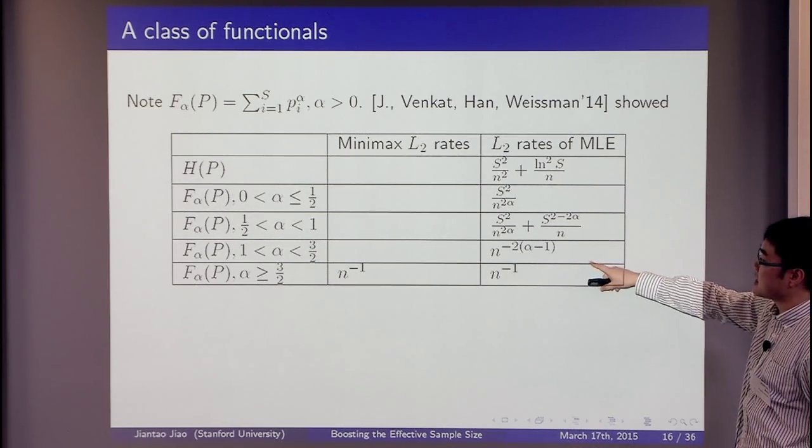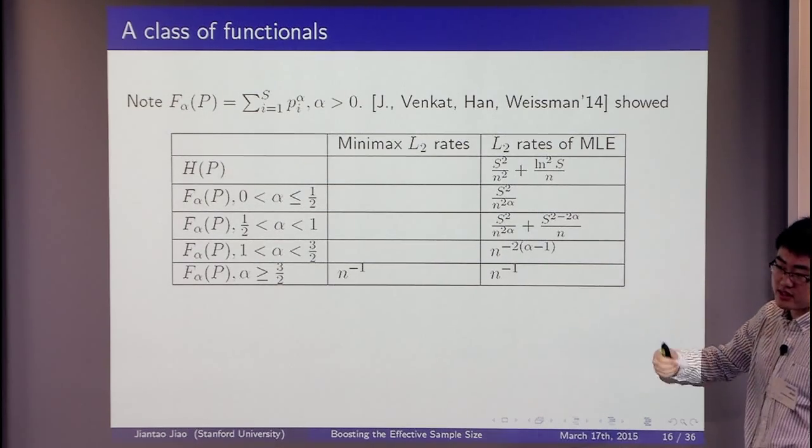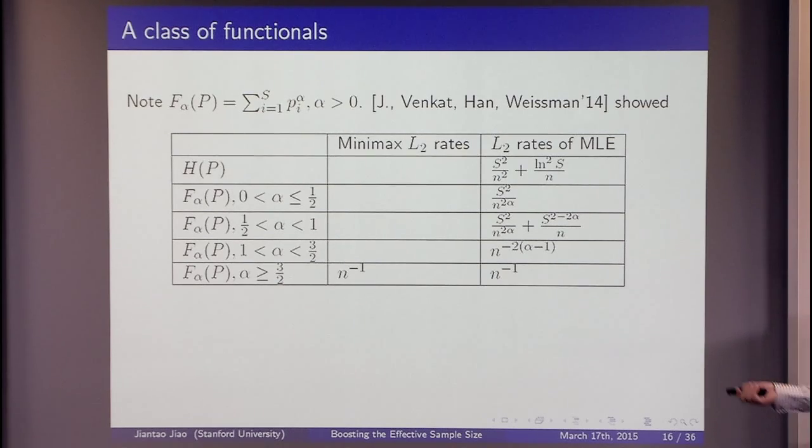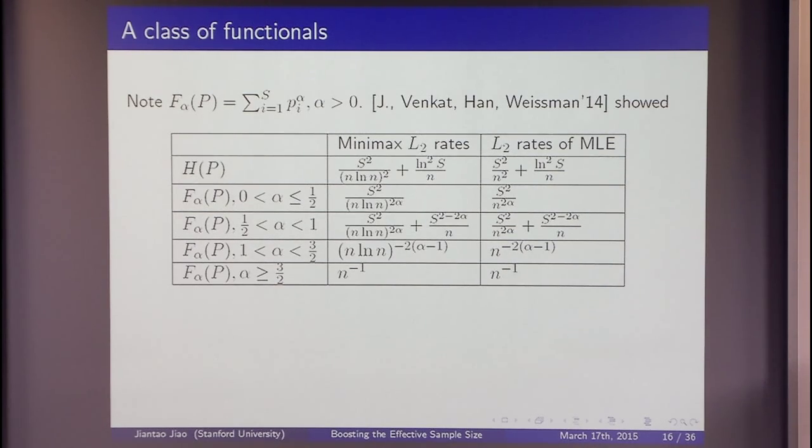And you can easily see that when alpha is larger than 1, the rate does not depend on S, which basically means it's really easy to estimate. But now we ask, what's the minimax rate? How does minimax improve over the MLE? By how much? We think it's this.